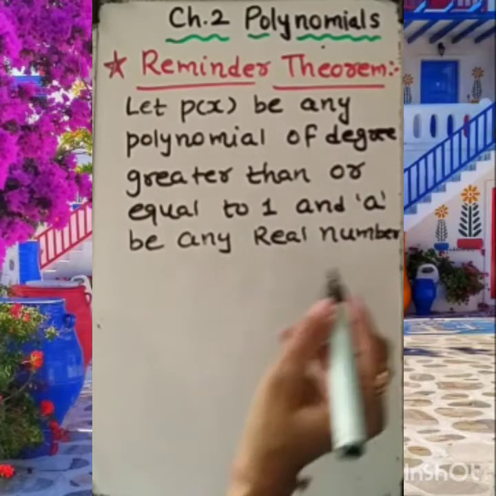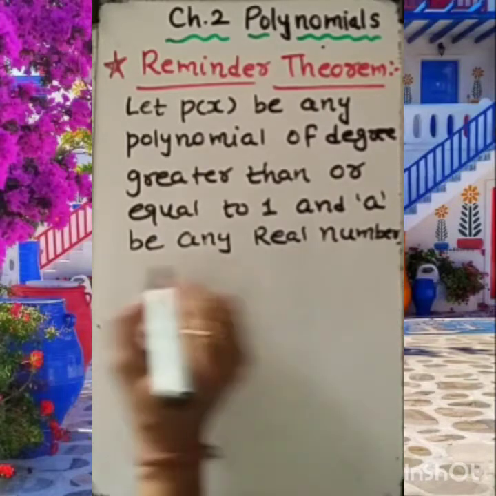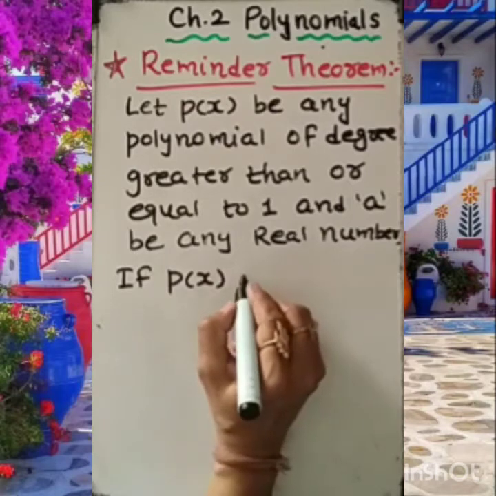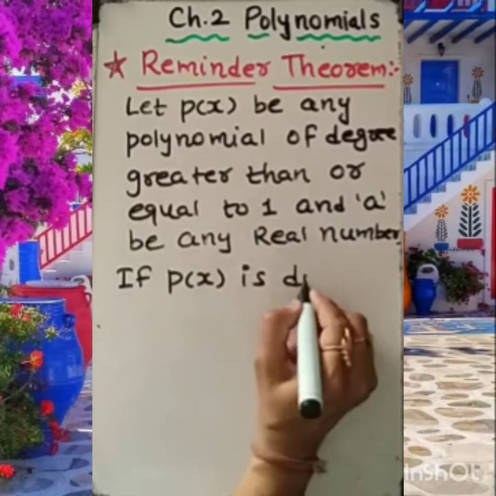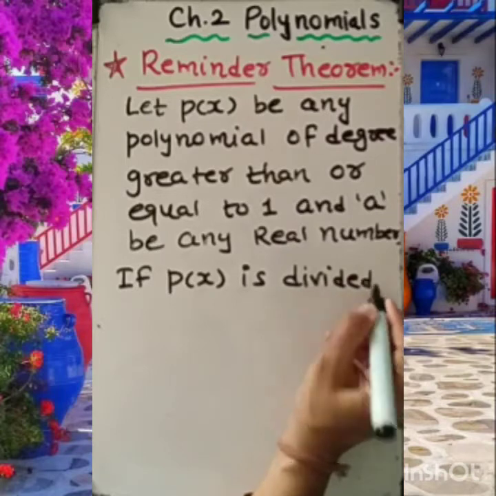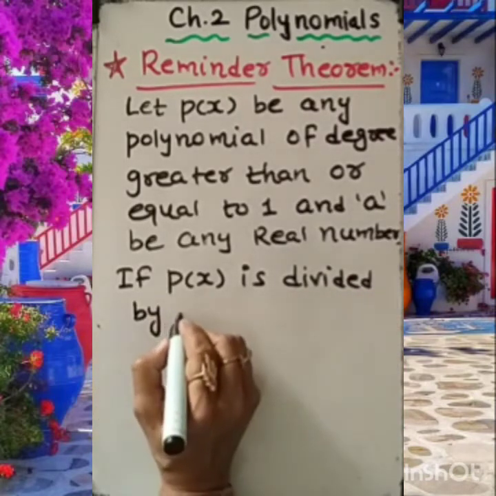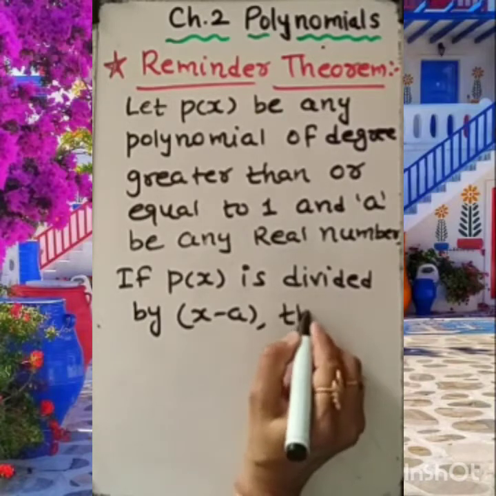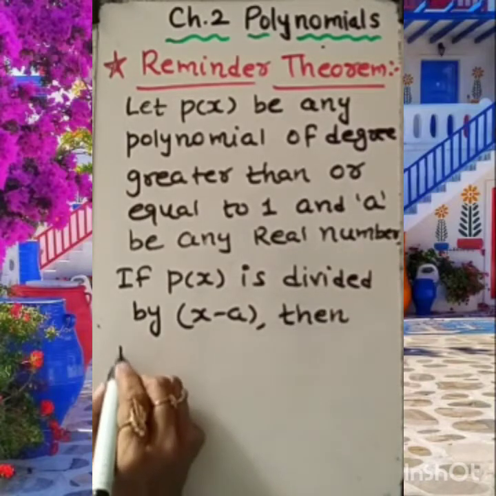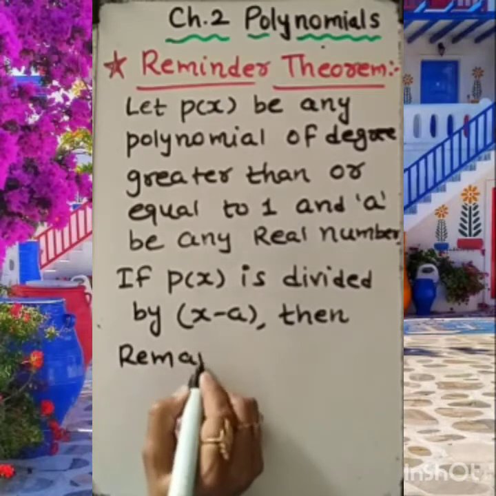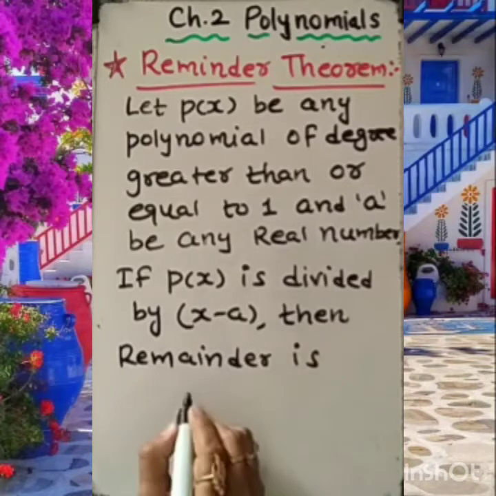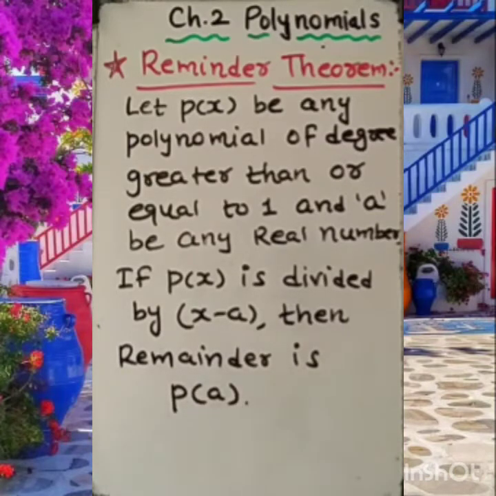In such a case, when p(x) is divided by x minus a, what will be the remainder? The remainder is p(a). This is the statement of the remainder theorem.